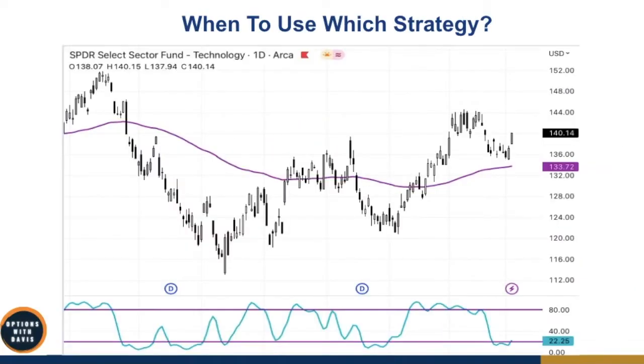Now, the next question you might have would be, when do I use which strategy? How do I know when to use the bull put spread, when to use the bear call spread, when to use the iron condor? Well, I'm going to give you a very simple framework for you to identify which strategy to use at which time. And the simple way to do that is by using this stochastic oscillator, right?